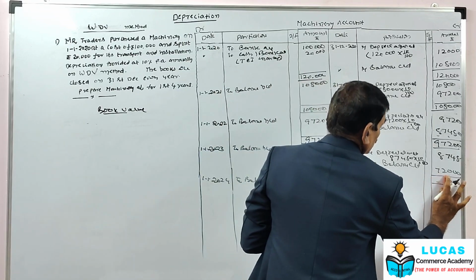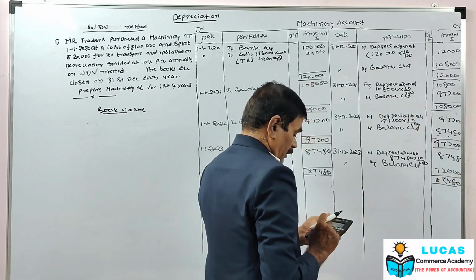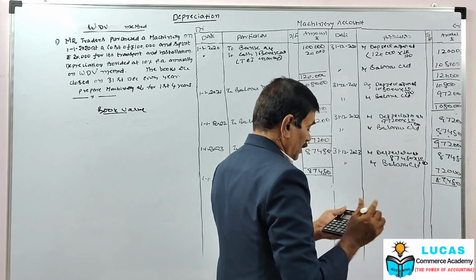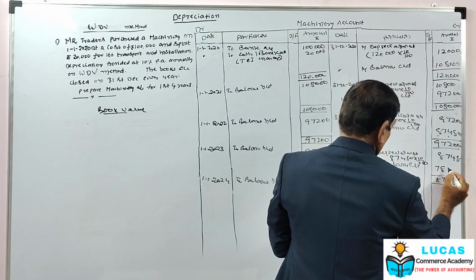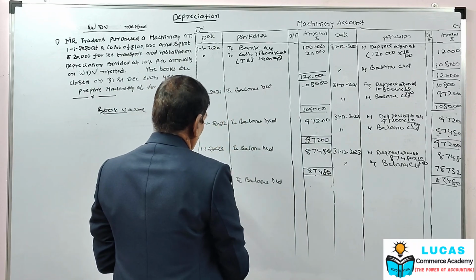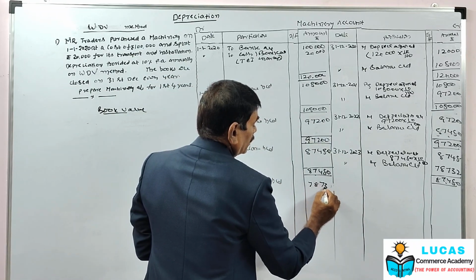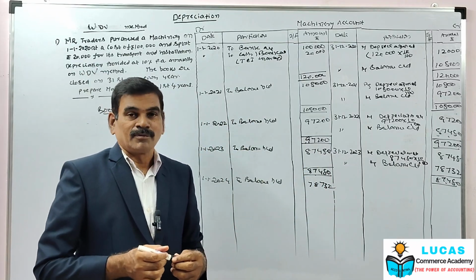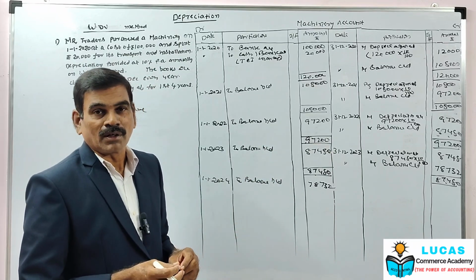87,480. The same is transferred to this side, 87,480. Deduct 8,748. Okay, so the resulting figure is 78,732. So this is the balance brought forward on 1/1/2024, 78,732. Okay, so this is the procedure for doing a problem under the diminishing balance method.